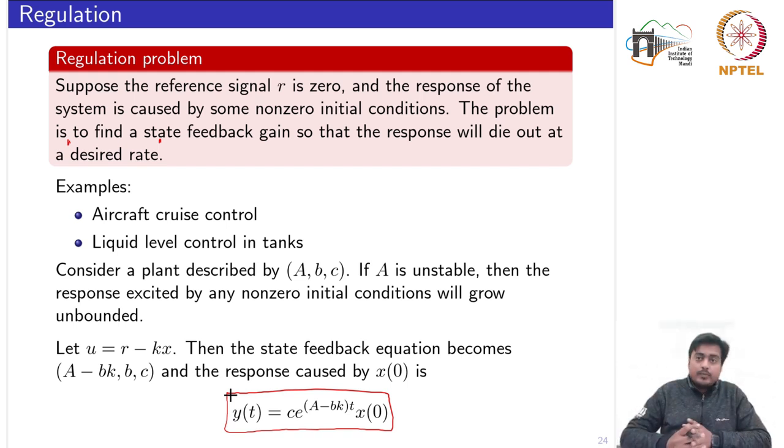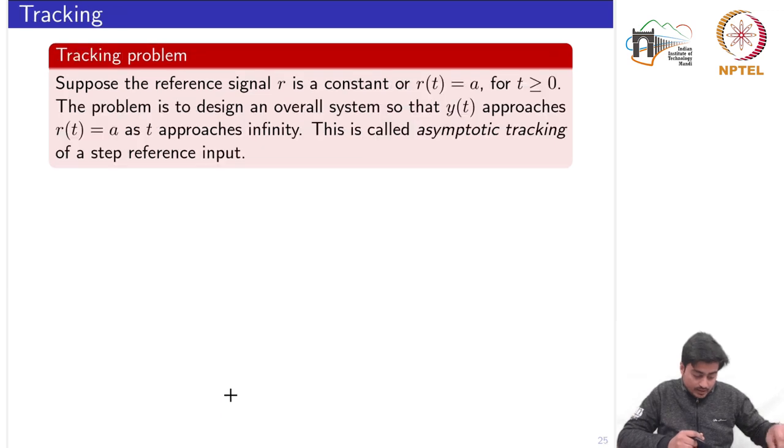So this problem could be dealt with in a similar way to what we have done so far in designing the state feedback controller. The more involved problem is the tracking problem, where suppose the reference signal R of t is a constant, let's say of magnitude A for t greater than or equal to 0. The problem is to design an overall system, that is the closed loop system, so that the response y of t approaches this reference signal A as t approaches infinity. This is called the asymptotic tracking of a step reference input.